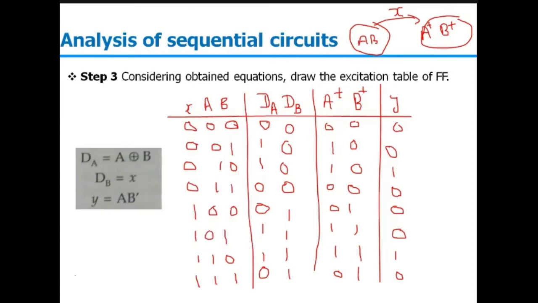So first AB will be 0, 0. So I am saying we are in the 0, 0 state. Now for AB 0, 0, I will be having two inputs, either X will be 0 or X will be 1. So when X is 0, what is the next state? A plus B plus is 0, 0 only. So when X is 0, I will be in the same state. When X is 1, we will be in the 0, 1 state.